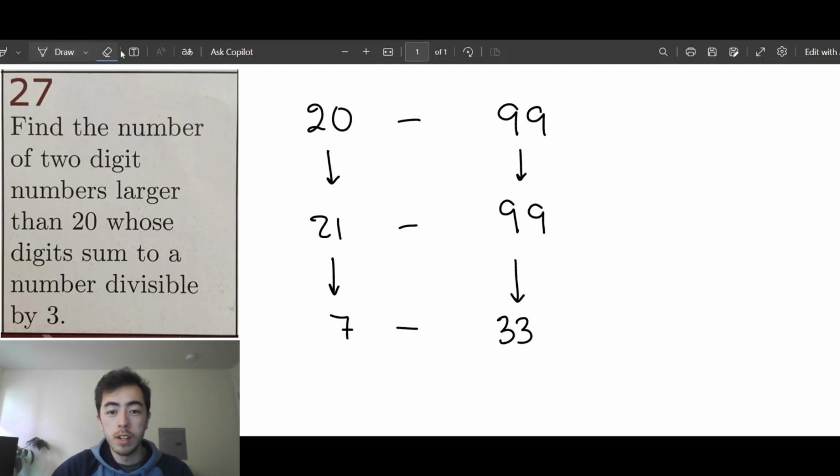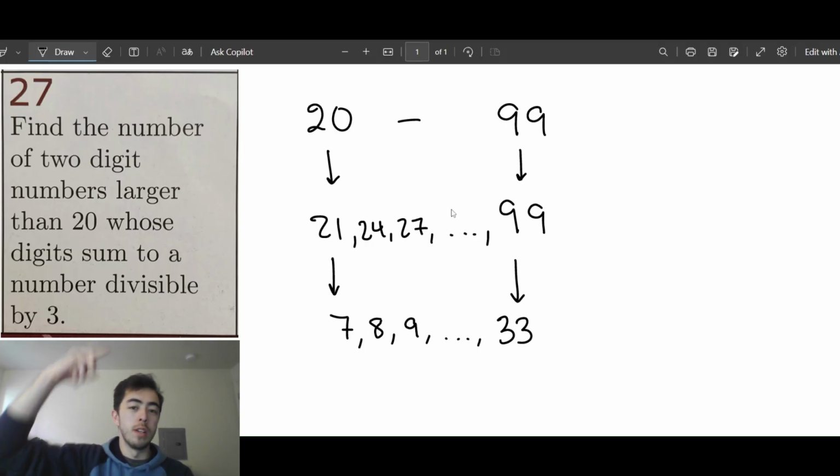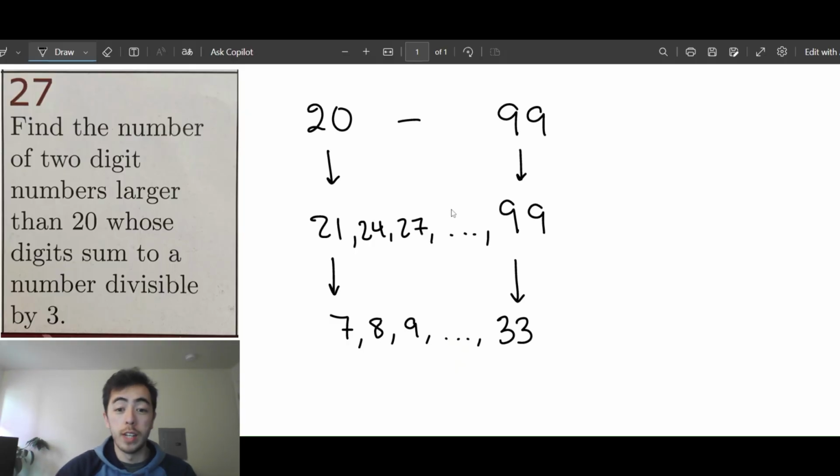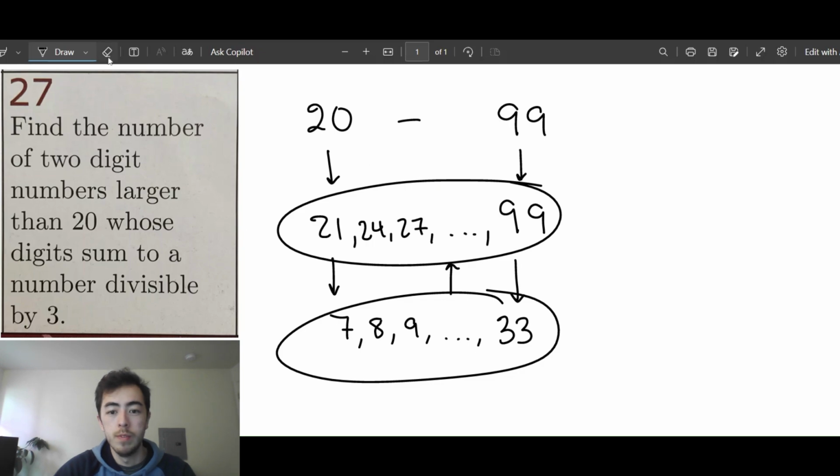And so up here in this second list, I was counting the numbers 21, 24, 27, all the way up to 99, and all of those are going to have digits whose sum is divisible by 3. And then if I just divide out the 3, now I just have counting numbers, 7, 8, 9, up to 33, that directly correspond to the list above. So if I count these numbers, I am going to count these numbers as well.